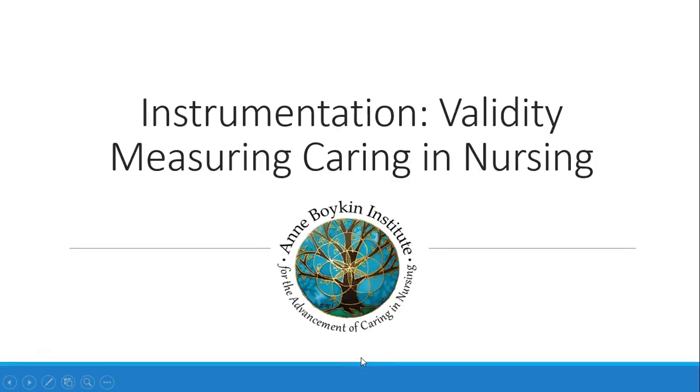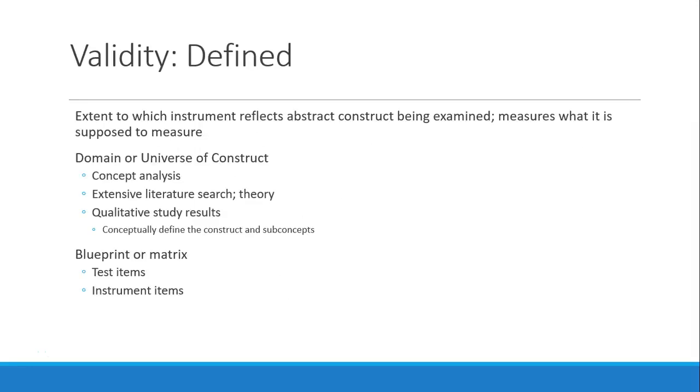This set of slides basically looks at measuring caring and nursing with an emphasis on validity. Validity essentially has to do with measuring what you're intending and supposed to measure. As with previous discussions, concept analysis, theory, literature search, and qualitative study results can help you with item creation.